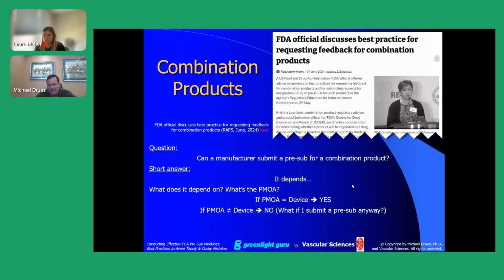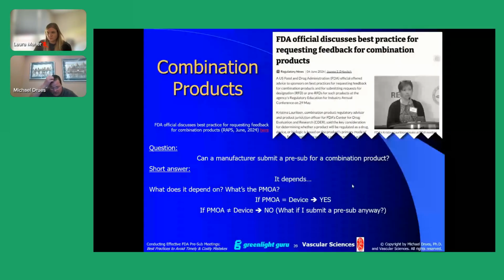Therefore, you cannot submit a pre-sub to CDRH. Some people have asked, well, what if you do it anyway? Well, it's going to get thrown right back at you. It's going to be right back in your face. And FDA is going to say, this needs to go to CDER or CBER, or at the very least, they're going to say, this needs to go to the OCP, Office of Combination Products, for a jurisdictional consult to see if this is, in fact, primarily a device or not.